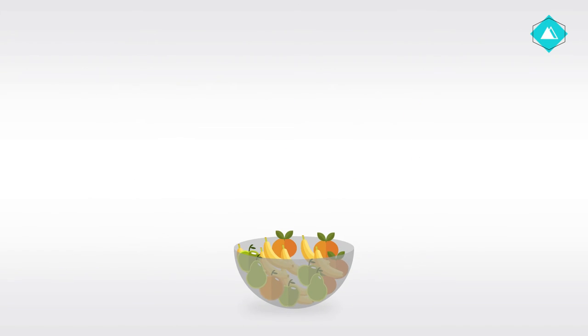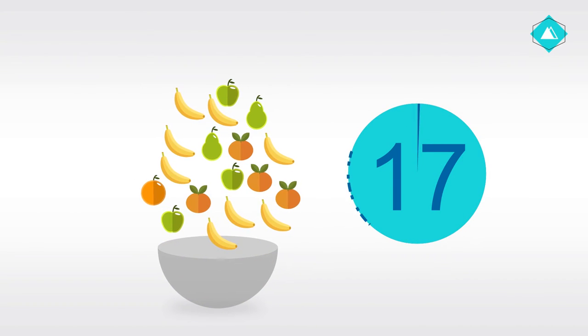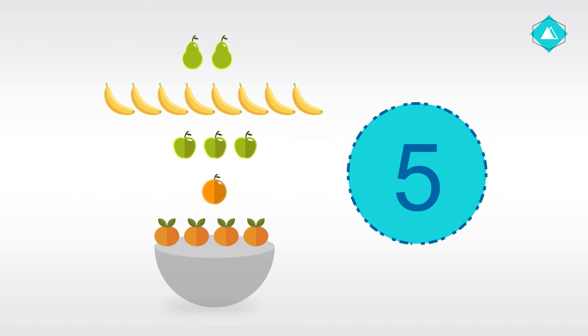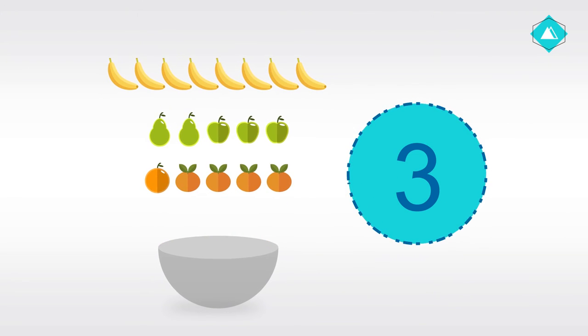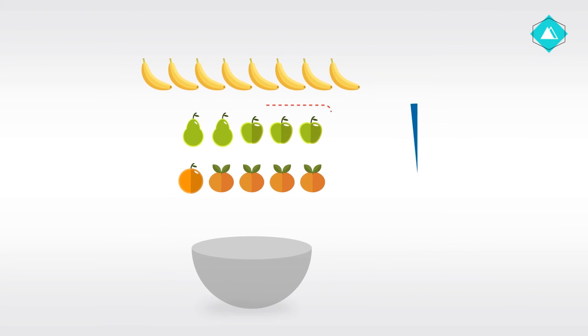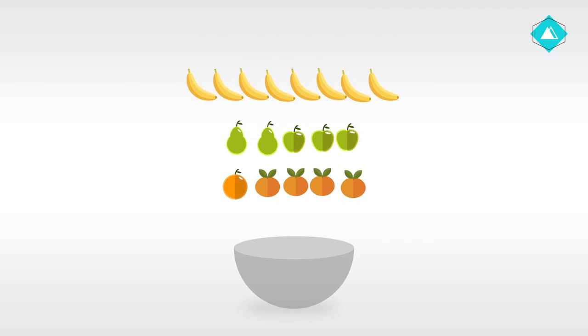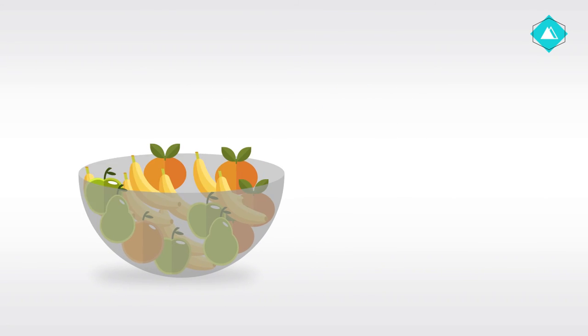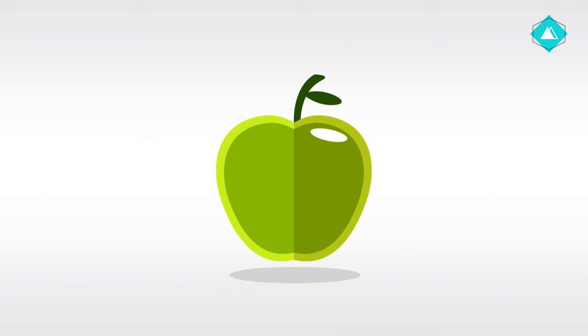In our fruit bowl, there are 17 pieces of fruit. There are 5 different types of fruit, but only 3 different colors. There is an equal number of green fruit and orange fruit. Which fruit is your favorite? Preference is also a type of qualitative data.